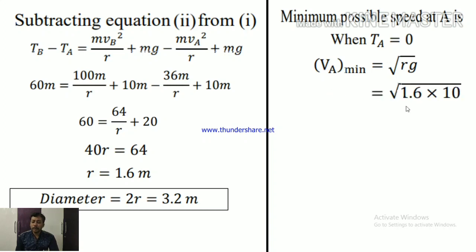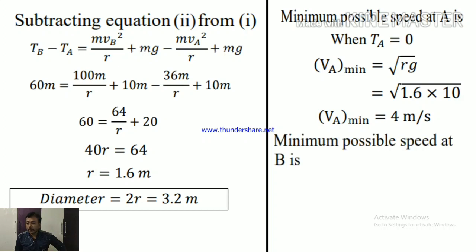So V_A minimum is equal to under root R g, which is 1.6 into 10, so we get under root 16, that is 4 meter per second. So V_A, the minimum velocity at the highest point, is what? 4 meter per second. Now similarly, B point is the lowest point, and the possible speed at the lowest point is what?